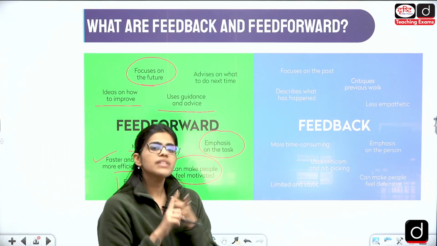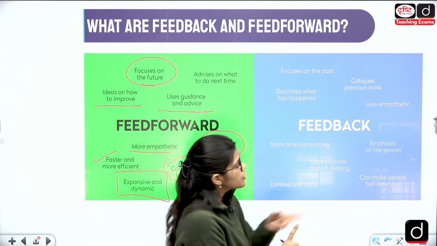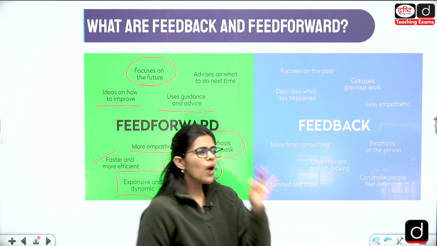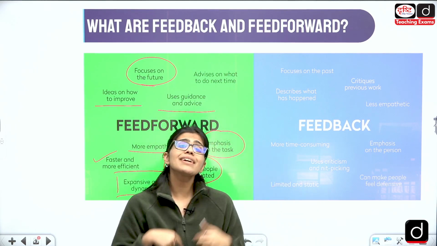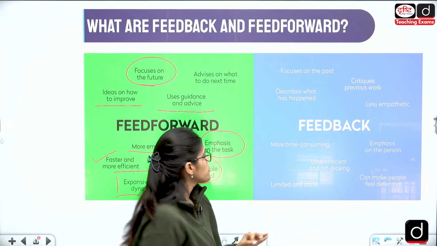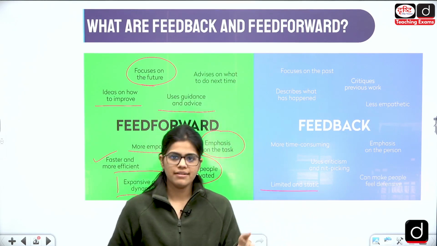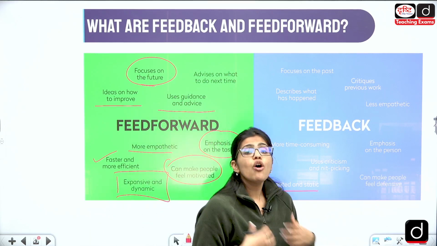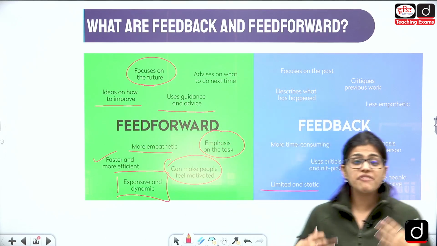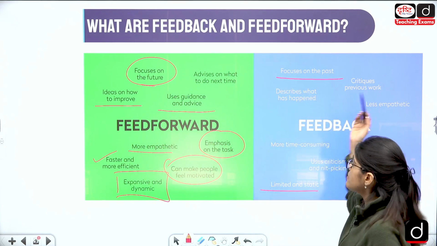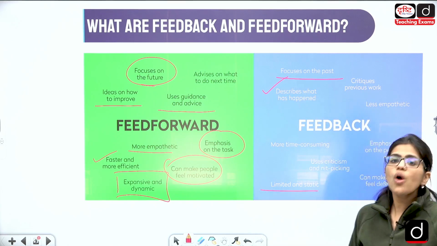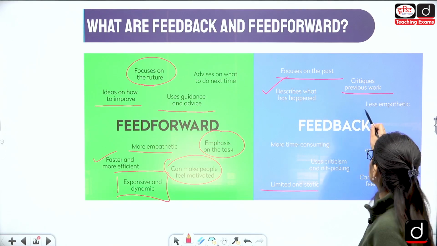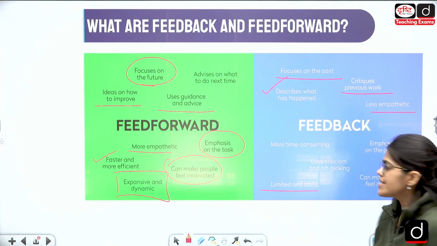While feedback is more time consuming, it is going to emphasize the person and not the events or the task. It is like you are nitpicking the other person. It feels like you are criticizing the other person. Then it is very limited and very static. It is very limited, not dynamic, because there is no scope of improvement. The person can often feel defensive also. They can feel sad and defensive. It focuses on the past. It describes what has already happened. And it is also critiquing the work that was done previously. And it is less empathetic in itself.